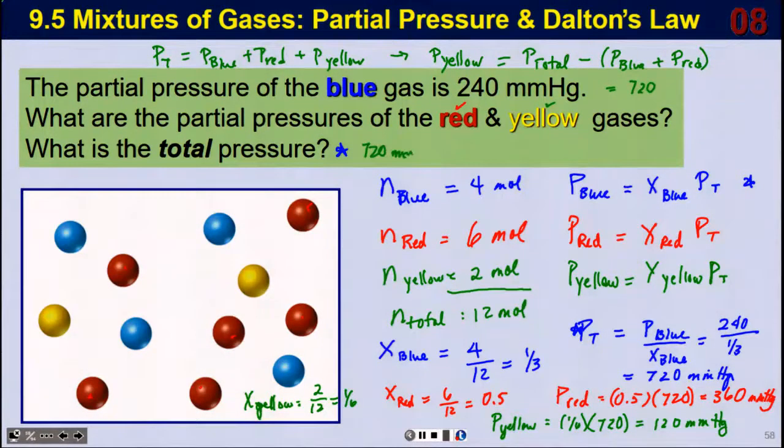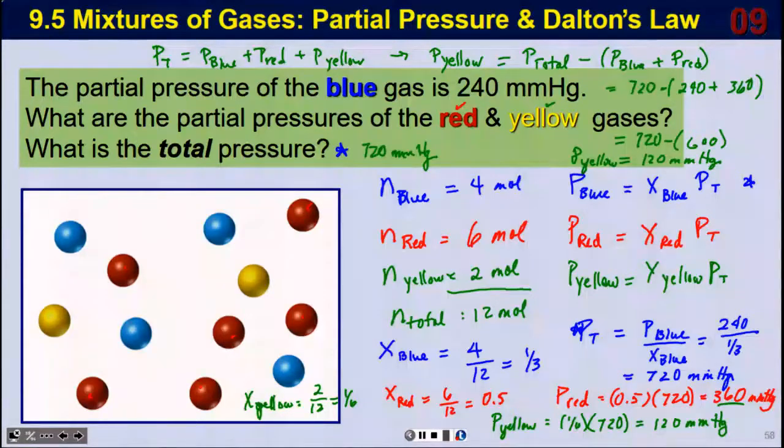And 720 millimeters of mercury was our total. And the blue was determined to be, the pressure of the blue is given to us at 240. And the pressure of the red we decided was 360. And so if you do your math, 240 plus 360 subtracted from 720 is which value? Looks like 600, right? And you'll get the same answer, 120 millimeters of mercury. So there's more than one way to get to that once you know the pressures of the other gases.